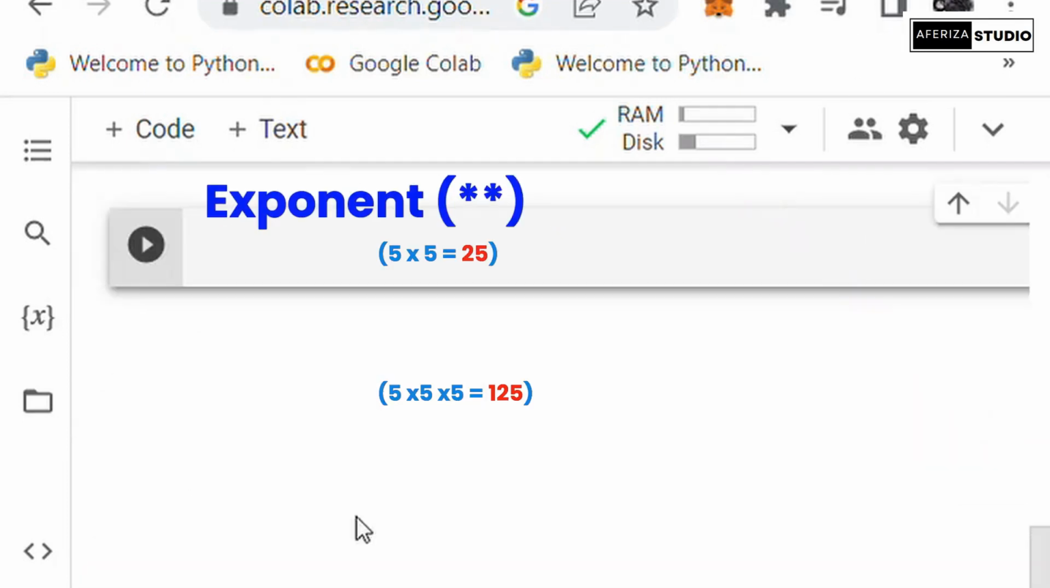And exponent uses the double asterisk symbol. It is the left operand raised to the power of the right.